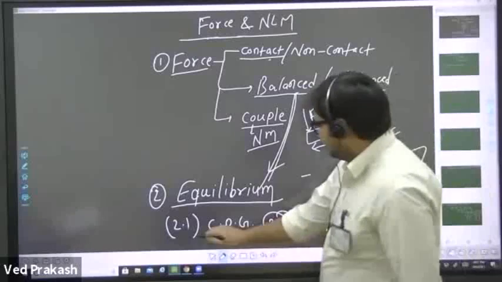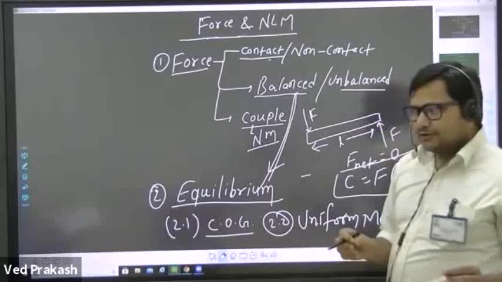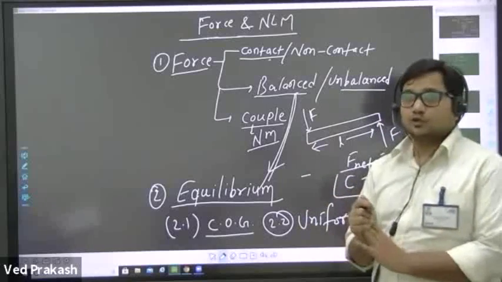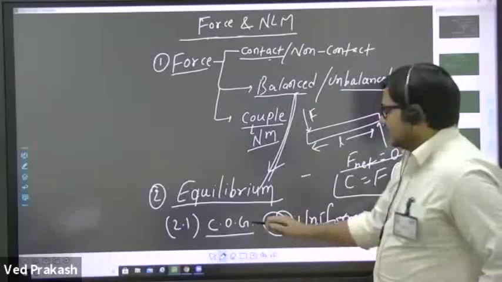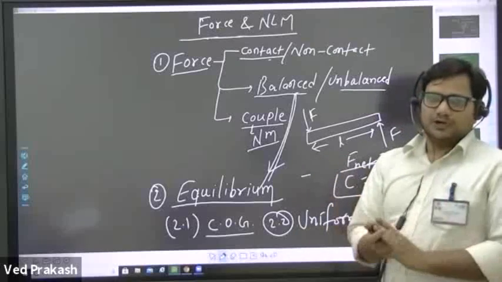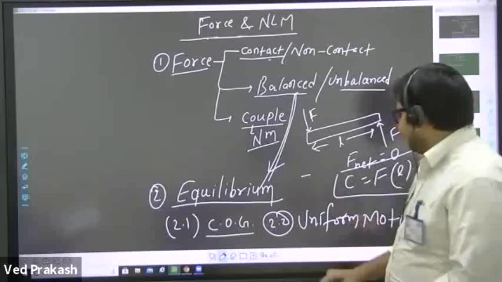The next term is center of gravity. Like center of mass is a location where the whole mass of the body is supposed to be concentrated, similarly, center of gravity is a location where the whole weight of the body is supposed to be concentrated.